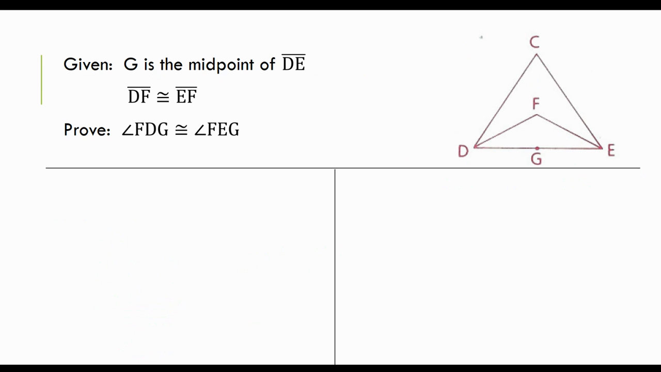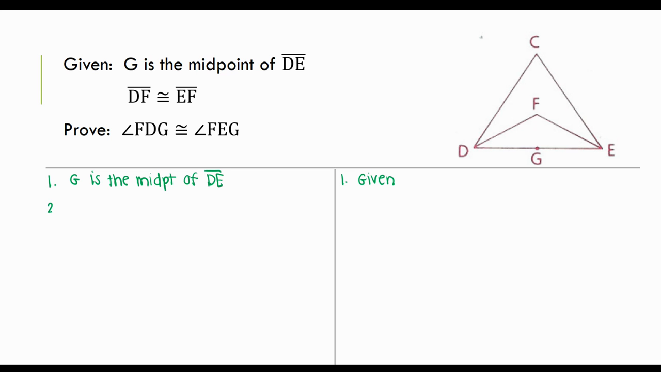All right, let's look at a proof. So sketch the picture because we're going to be marking up the picture. We're also going to be numbering our steps. So I'm going to start with my first step as my first given. Point G is the midpoint of the segment DE. That's given information. That given information is with a vocab word.